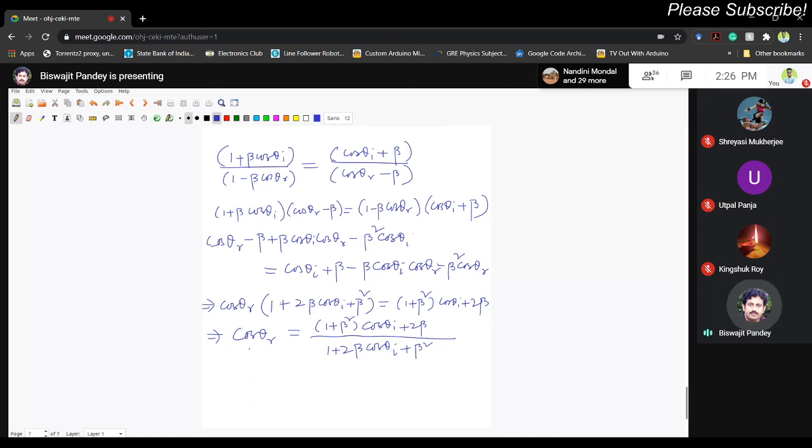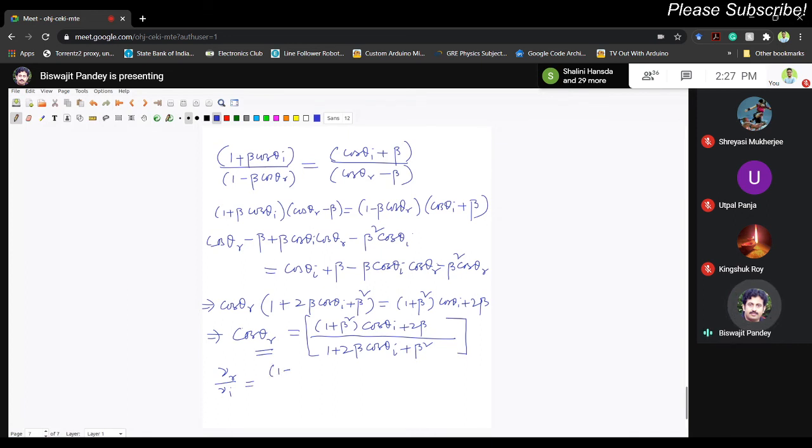You see now theta r is calculated, so theta r will be cos inverse of this quantity. All the quantities on the right hand side are known: beta, the velocity of the mirror, is given to you, and theta I is also supplied. You have to calculate the quantities for the reflected ray, the angle and the frequency. As I told you earlier, we calculated nu r by nu I.